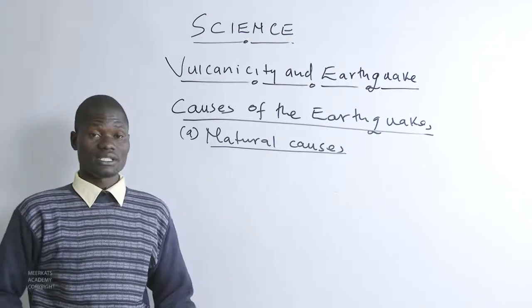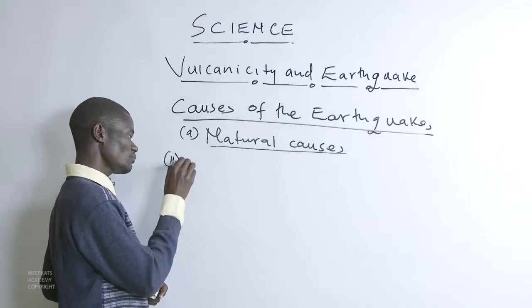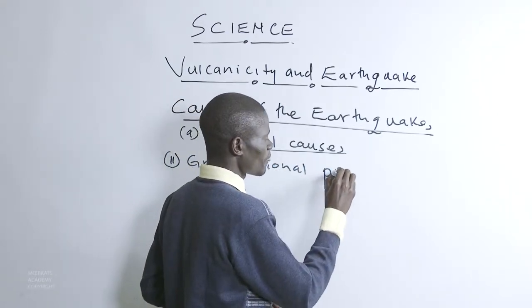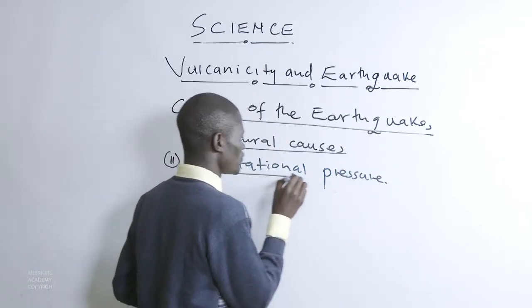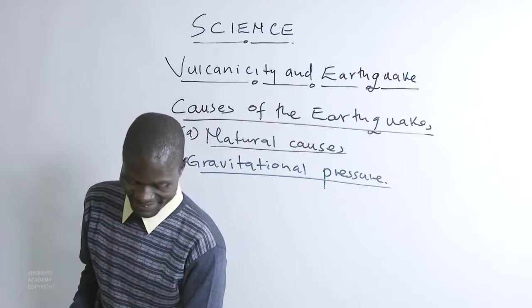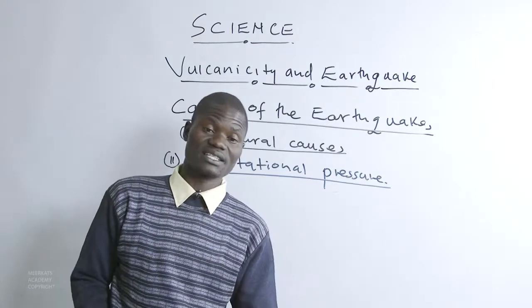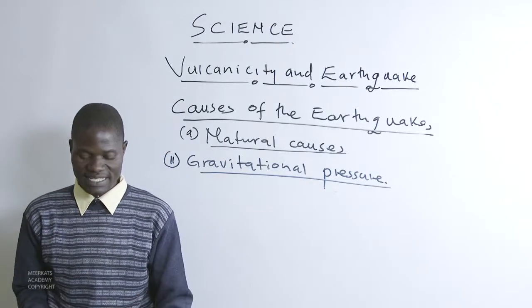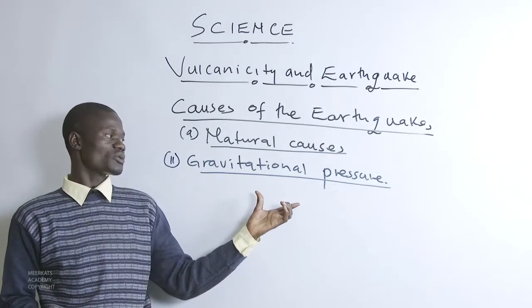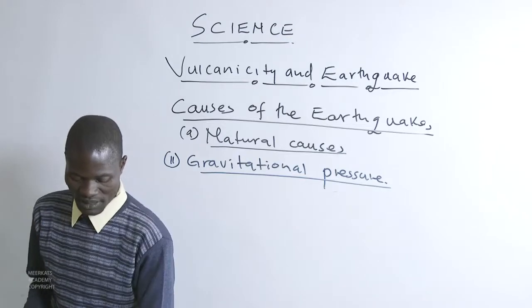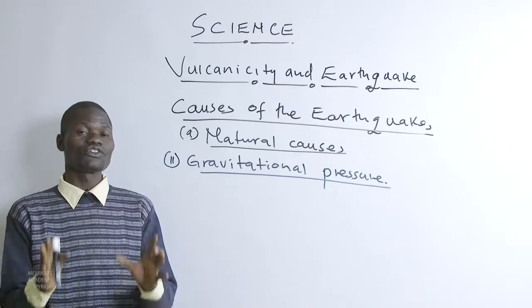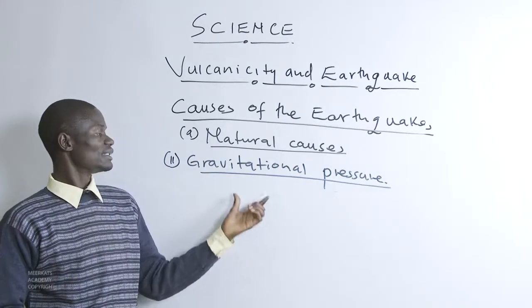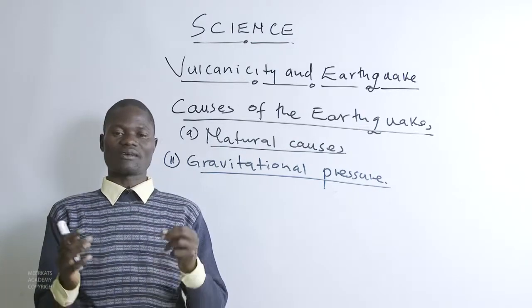Let's look at the second cause. It is the gravitational pressure. How does the force of gravity or gravitational pressure cause the earthquake? In the previous lesson, we looked at the force of gravity and how it may affect some of the internal movement of the earth. Today, we find that the gravitational pressure is generated in the interior of the earth crust as a result of the hollows that were left during the volcanic eruption. During that balancing of the force of gravity, the underground chambers are forced to collapse.